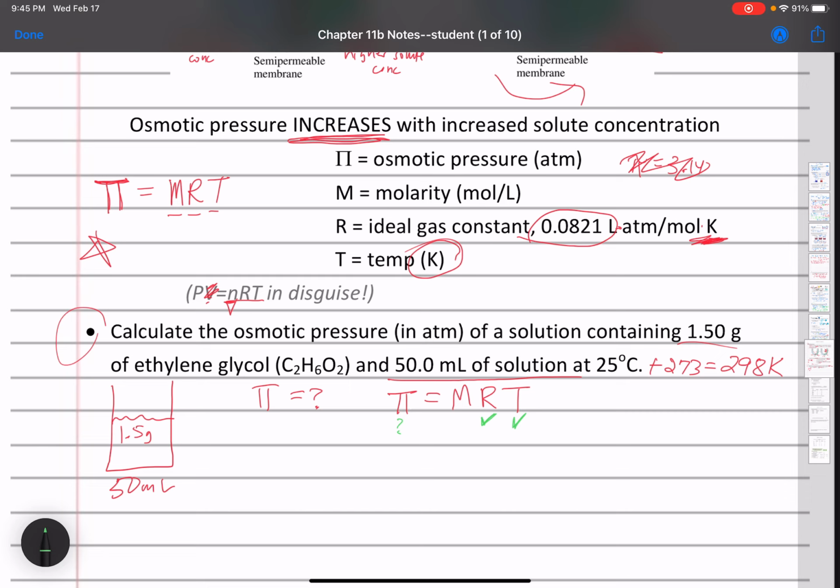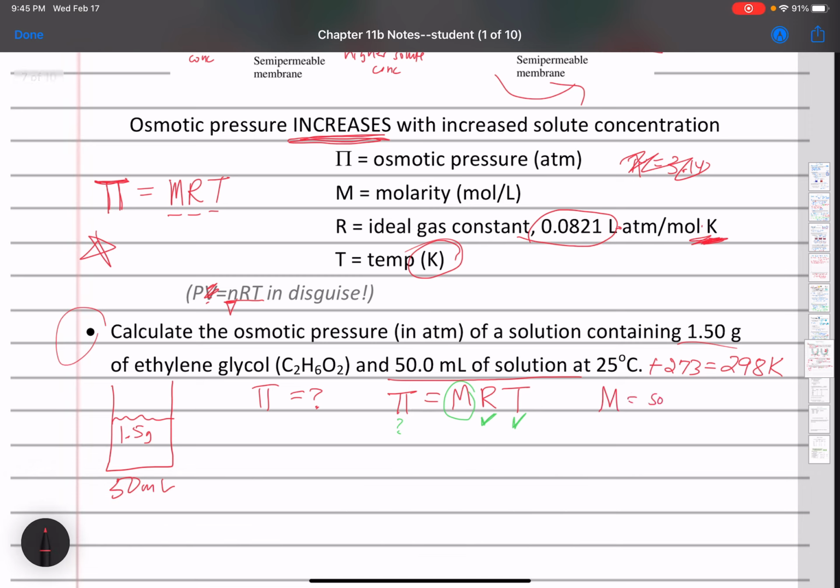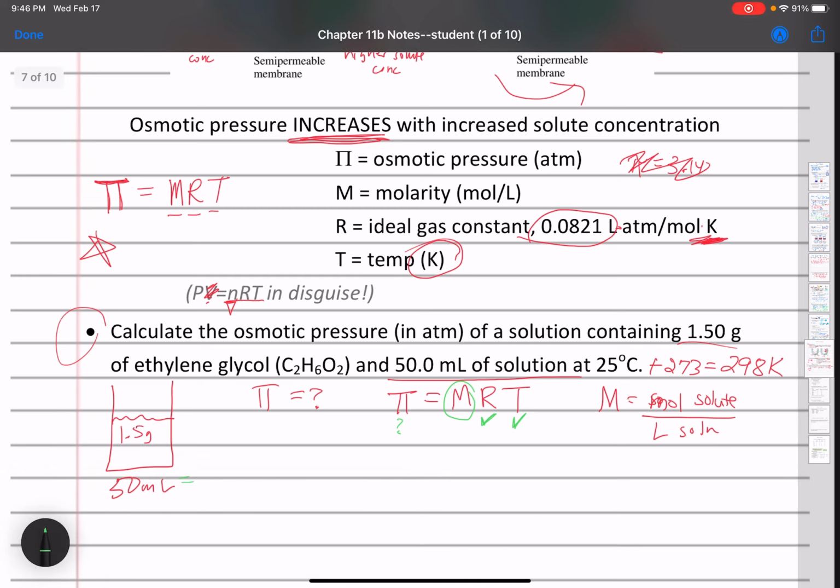I'm trying to find the osmotic pressure, so I need to know molarity. So what is molarity? Molarity is moles of solute over liters of solution. Do I have what I need to solve for that? I do have a volume of solution here. It's 50 milliliters, but I want it in liters, so I can do a quick conversion in my head. So I do know the liters of solution, check. What about the moles of solute? Do I know the moles of solute?